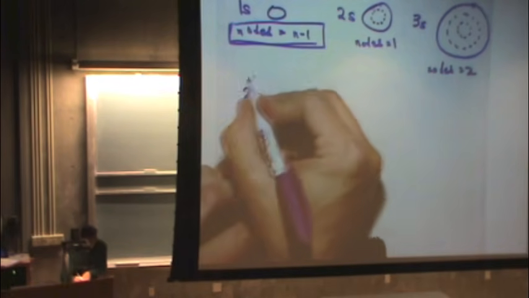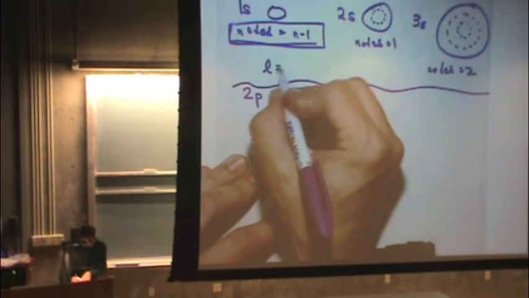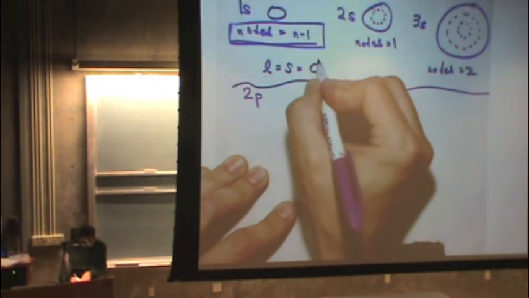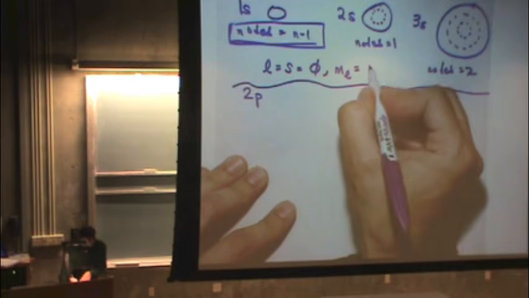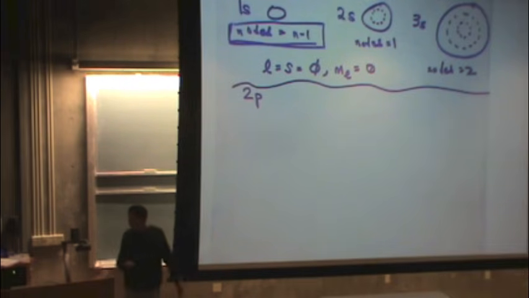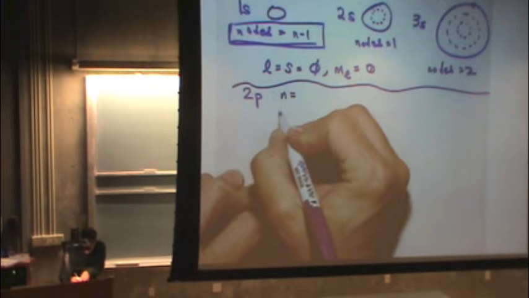So in this case, let's still stick up here for a second. What's L up here? In all these cases, it's s, which is 0. That means m sub L equals also 0. It goes from plus L to minus L. So plus 0 to minus 0, that's just 0. So there's one m sub L value. That means there's only one s wave function. That's it.